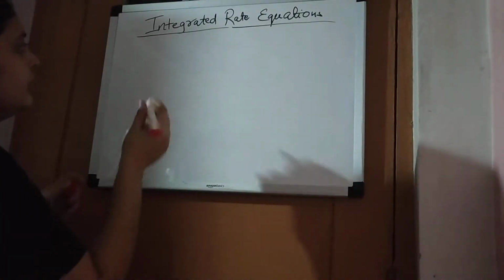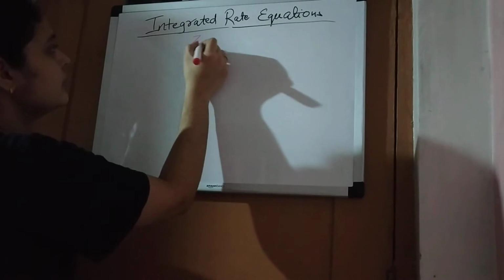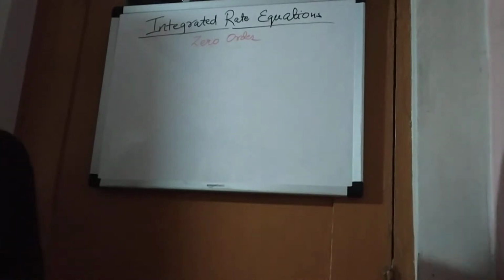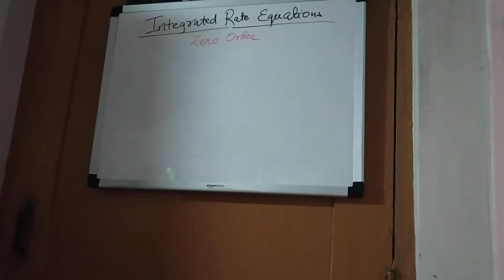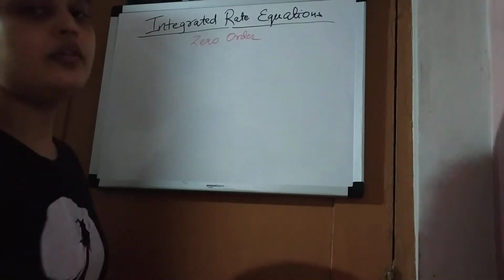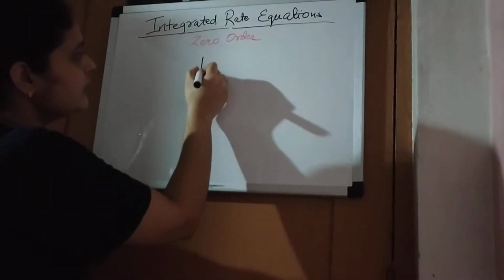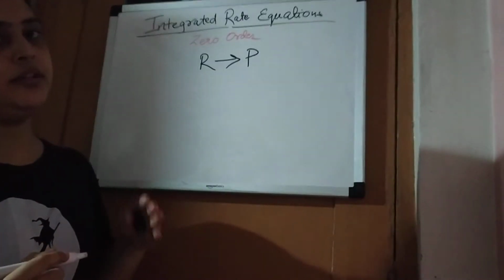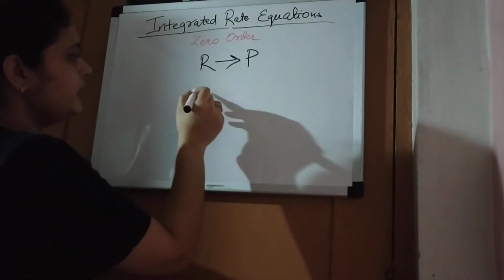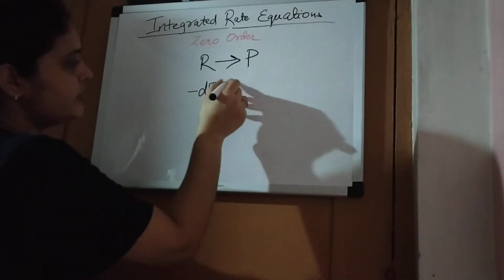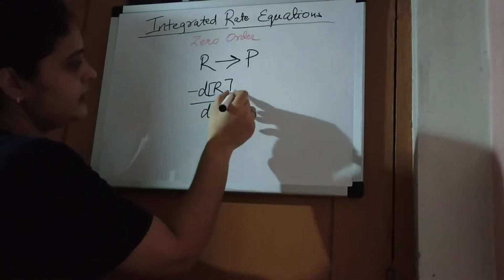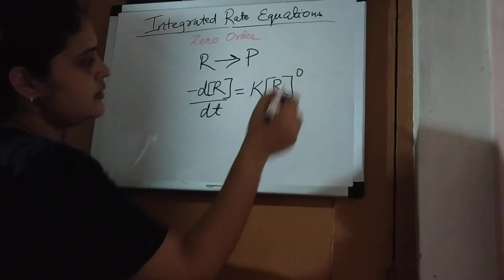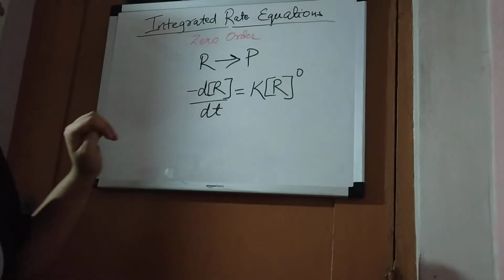First we'll study zero order reaction. So for a zero order reaction, for example, reactant changes to product. What will be the differential rate law for this? It will be minus d[R]/dt equals k[R] raised to the power 0, because it is a zero order reaction.